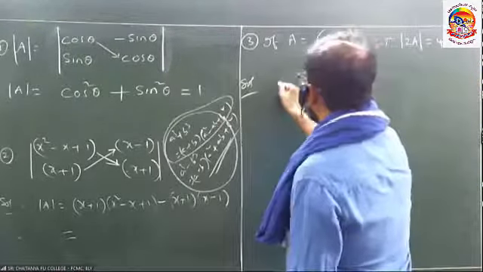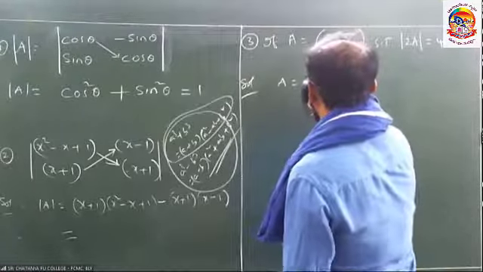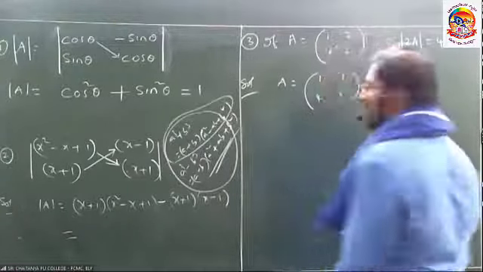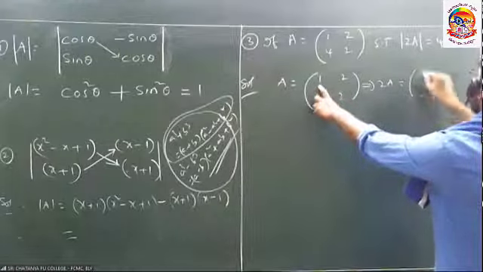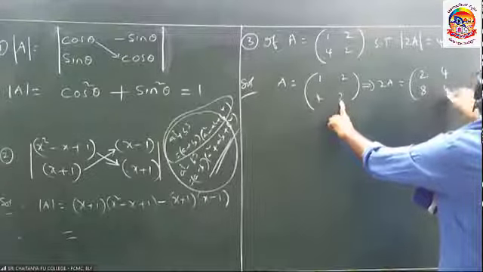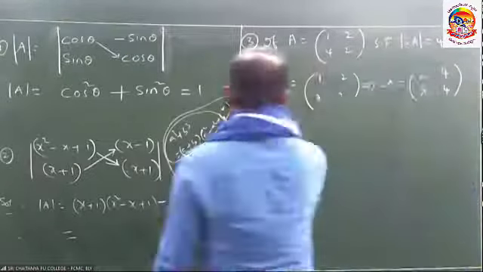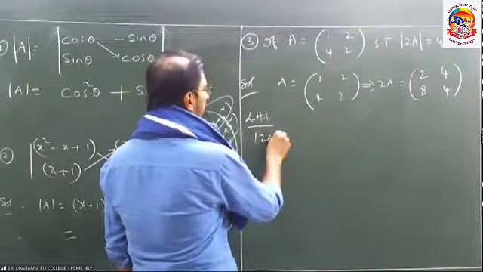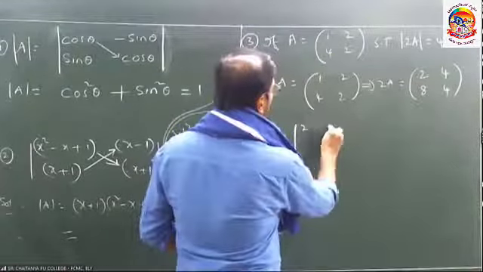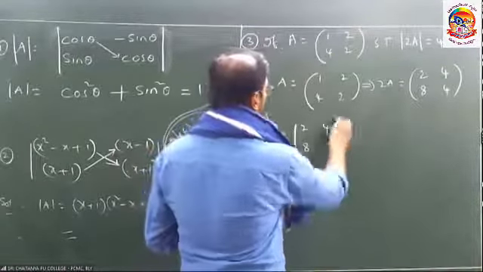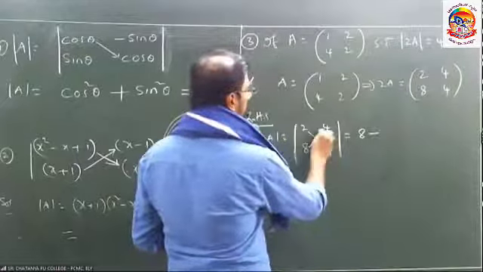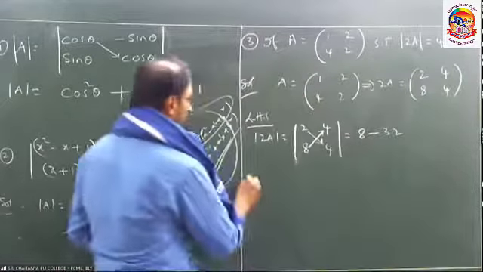Yes, next. First of all, that fellow has given you capital A is equal to matrix 1, 2, 4, 2, which implies find out 2A. 2A is equal to 2, 4, 8, 4. LHS: det of 2A is equal to det of 2, 4, 8, 4, which is equal to AD minus BC. Simplify that one.